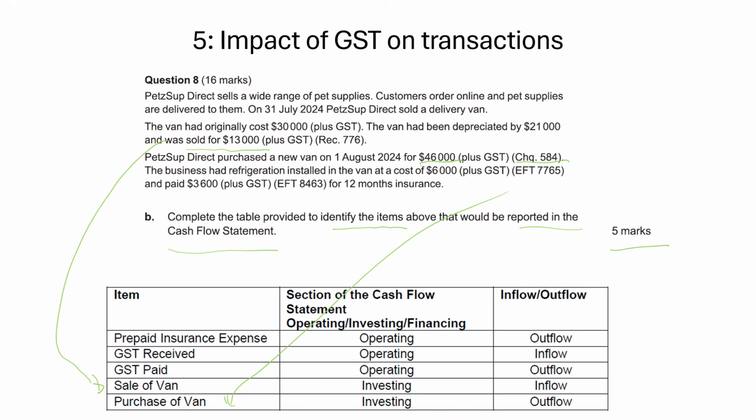But what students missed a lot was there's a GST impact on both of these, and they need to be reported separately. So those disposal and purchase of the NCA, yes, they're investing inflows, outflows, but the GST attached to those cash transactions will have a twofold effect in terms of your cash flow. They're operating inflows, outflows.